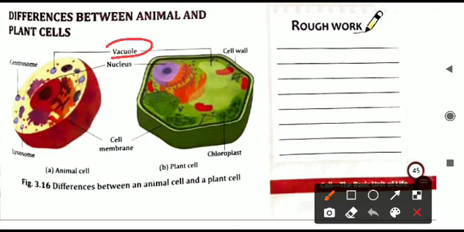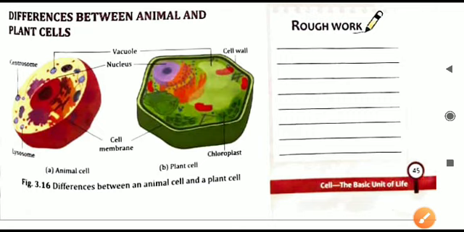Then both the plant and the animal cell are having a vacuole, although you can see the difference here that in the animal cell the particular vacuole is very small, but in the plant cell you can see it is a very big vacuole. The vacuole is relatively big because the food is temporarily stored in the plant cell.